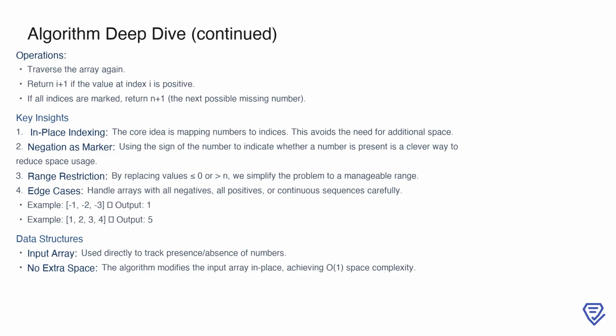For instance, if the array contains only negative numbers, the output will be 1, as no positive integers are present. On the other hand, if the array contains a continuous sequence of positive integers, the output will be n plus 1, the next number in the sequence.